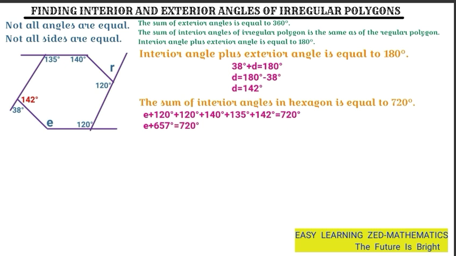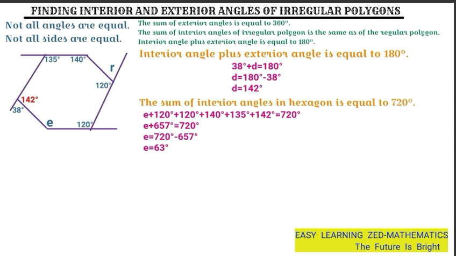Then we're going to put like terms together, which gives E is equal to 720 degrees minus 657, which should give us E is equal to 63 degrees. So the value of E in that hexagon is 63 degrees. That's the value of E.